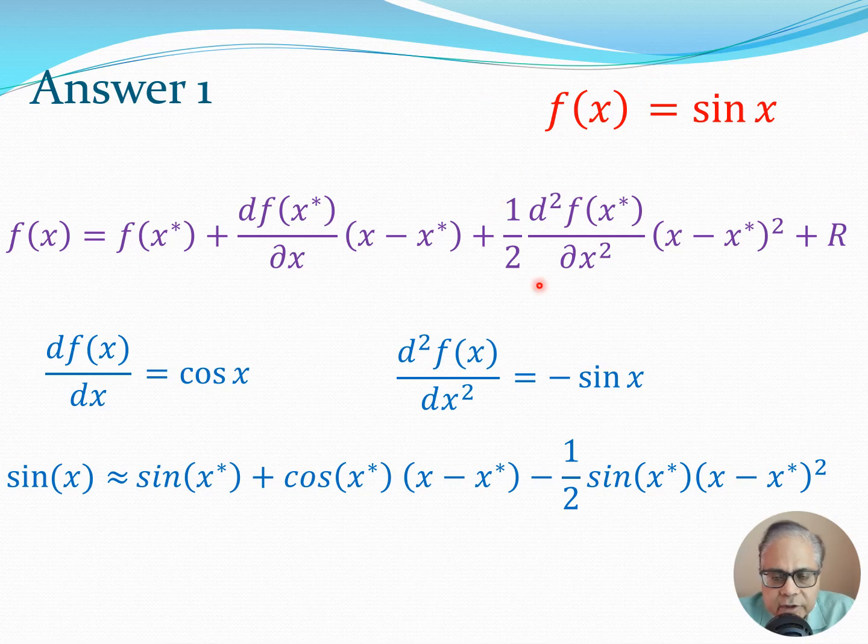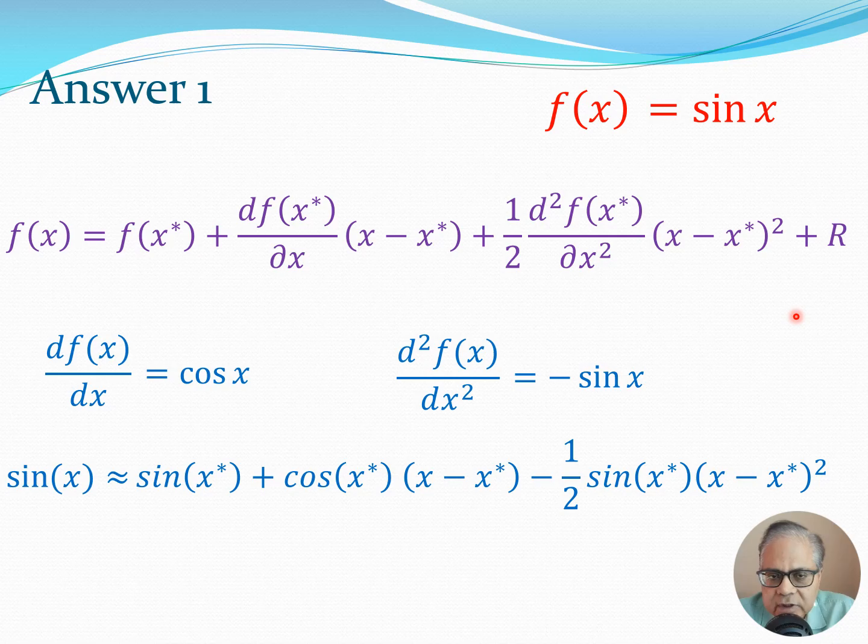Now you have the function here. I'm giving the function in red. f(x) is sin x. And we write the equation for the general Taylor series. Now if we take the Taylor series of a function f of x about the point x star, then we can write out this Taylor series as this expansion. Now as you take the different derivatives, for example the first derivative, the second derivative, the Taylor series becomes better and better for most functions.